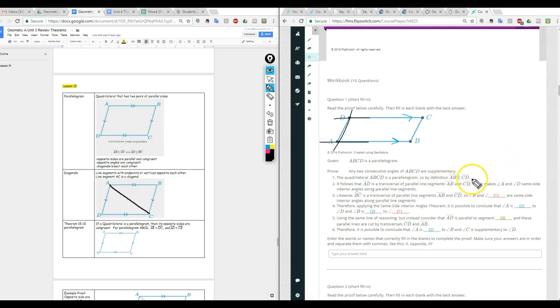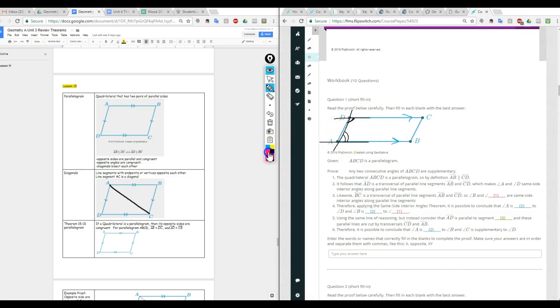which makes angle A and angle D same side interior angles along parallel line segments. Okay, so we have angle A right here and angle D. Those are the ones that they were comparing, which are same side interior. And then what do we know about same side interior? We know that they're supplementary. So that's just food for thought in the back of our head. So we know that angle D and angle A add up to 180 degrees.